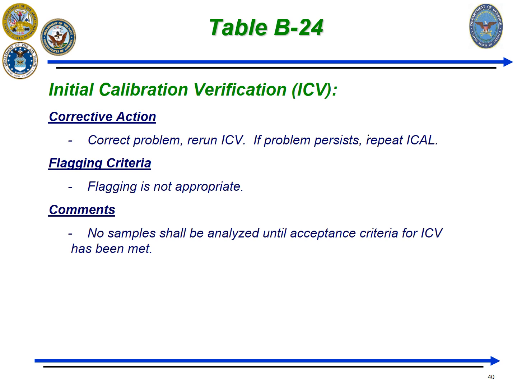The corrective actions associated with a failing iCal verification is that you have to correct the problem if you can and rerun the ICV. If the problem persists, then you're going to have to probably repeat the iCal. Flagging is definitely not appropriate for a failing ICV because no samples are to be allowed to be analyzed until an acceptable ICV is analyzed.